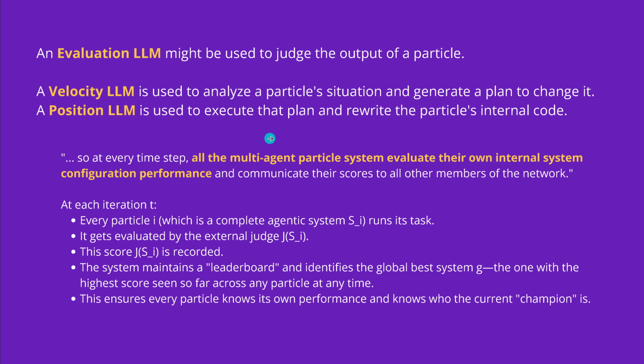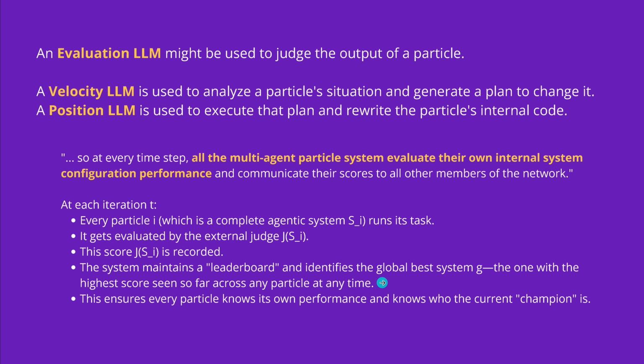So at every time step, all the multi-agent particle systems evaluate their own internal system configuration performance, and they communicate their scores, their benchmarks, to all the other members in the swarm. So what happens at each iteration t? Every particle i, which is a complete multi-agent system, runs its task, and the result gets evaluated by an external judge. Guess what? The external judge here, the J, is another LLM. Then the score is recorded, put on a leaderboard in the mesh structure so everybody can see it. And one is the winner. So we just list here, and the one with the highest score is seen all across the swarm.